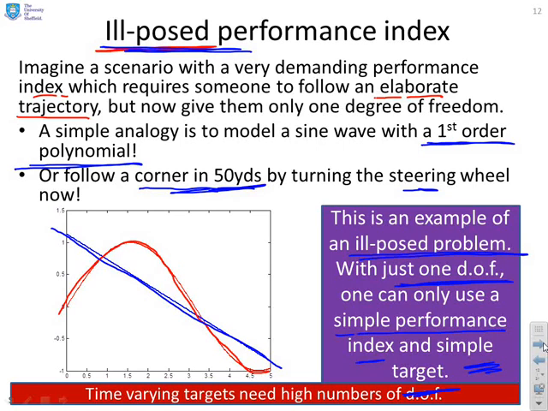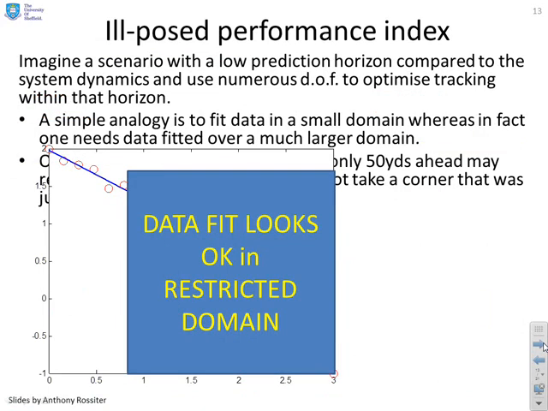Okay, and you'll see time varying targets need high numbers of degrees of freedom. Okay, here's a similar example. Imagine a scenario where you've got a low prediction horizon. So for whatever reason I'm not predicting too far into the future, but I've given myself lots of degrees of freedom in order to optimize tracking within that horizon.